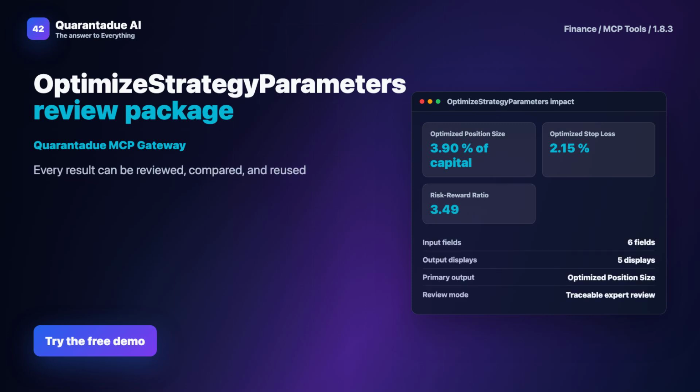The value of optimized strategy parameters is not just automation, it is a controlled way to turn repeated finance work into a documented business process with clear inputs, transparent logic, and reusable outputs.